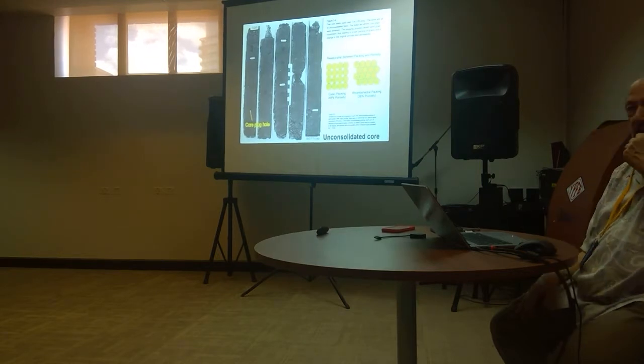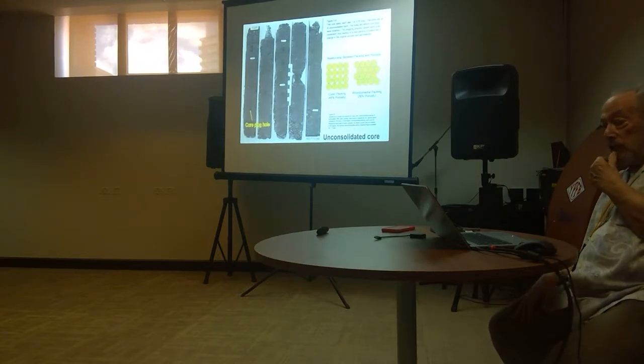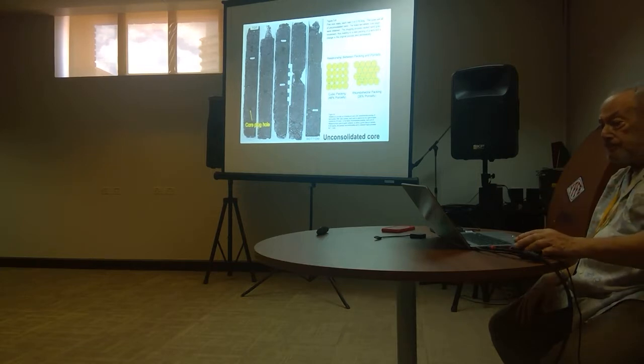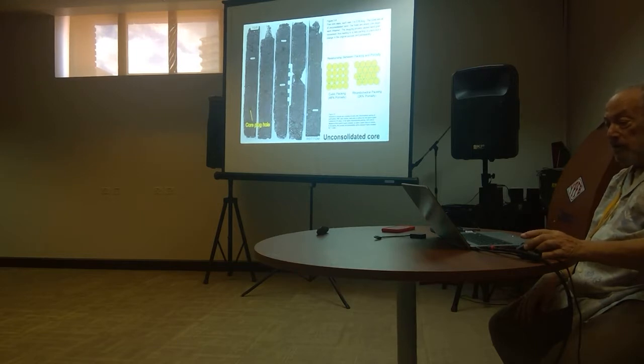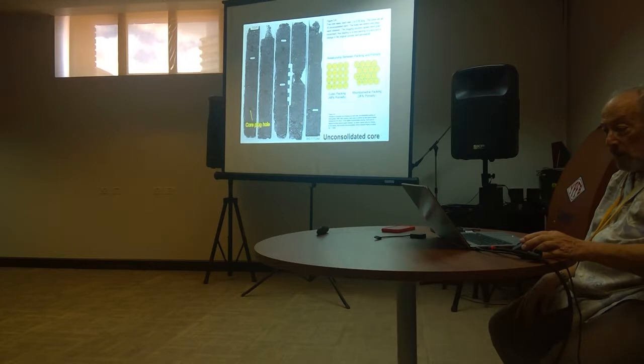Another form of physical compaction I showed this morning involved an unconsolidated sand. This one contains about 4 billion barrels of oil in it. And here are core plug holes. You see all of them there, one here, one there, and so on.